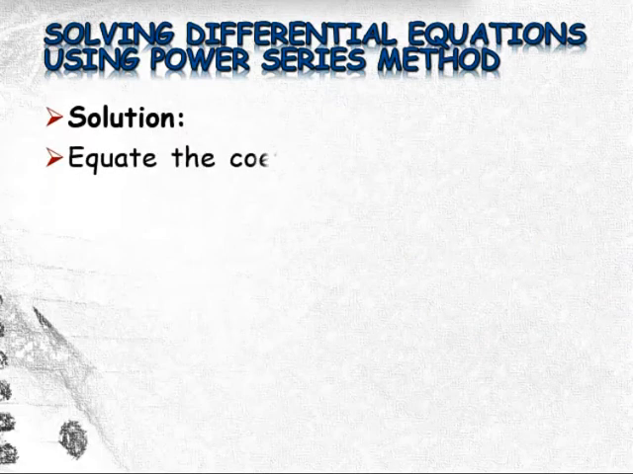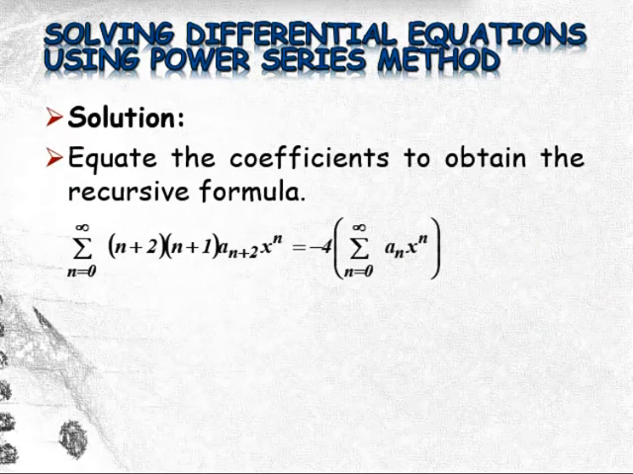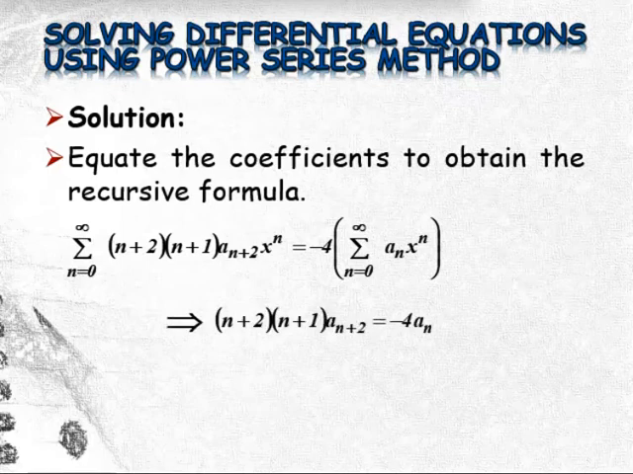Since we already have expression of the same powers, we can now find the recursive formula, and that is simply equating the coefficients of the left and the right numbers. So we will end up with n plus 2 times n plus 1 times a sub n plus 2 equals negative 4 times a sub n. Solving for a sub n plus 2, we will end up with negative 4 times a sub n over n plus 2 times n plus 1.